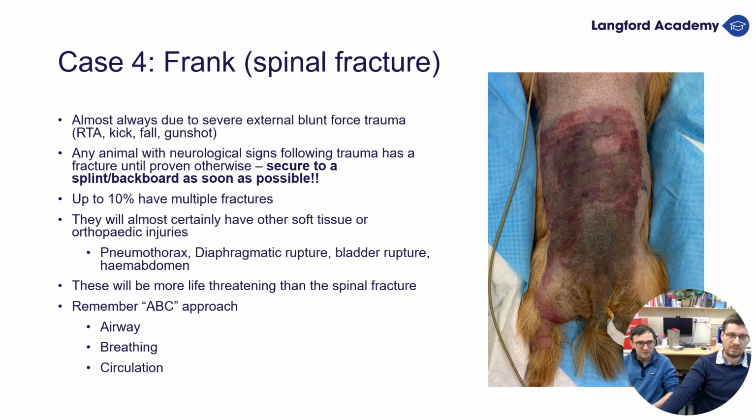So we've got a real high index of suspicion for a spinal fracture or luxation with Frank, given his history of trauma, and these are almost always due to a severe external blunt force trauma, such as an RTA or kick from a farm animal, falls off of cliffs, or gunshot injuries. We've seen that in cats.